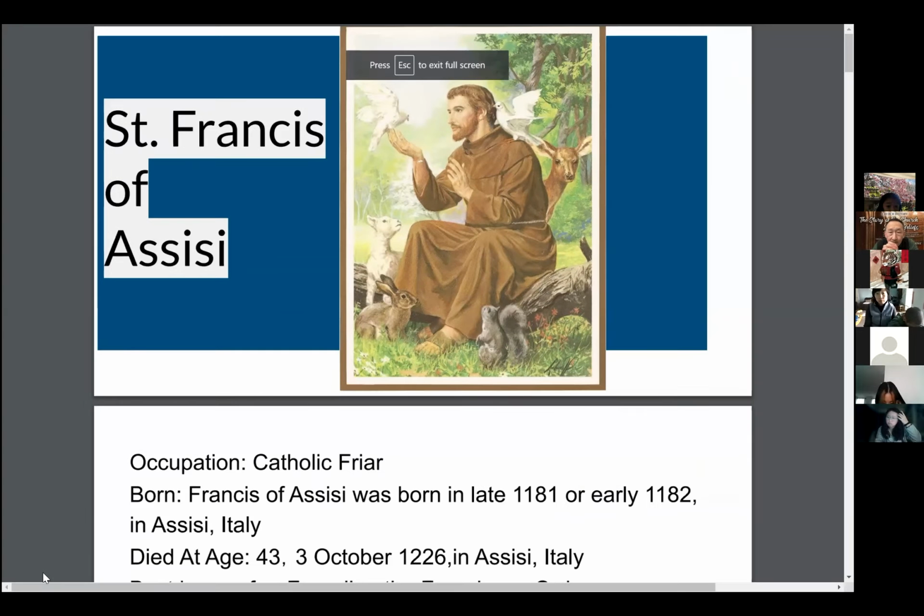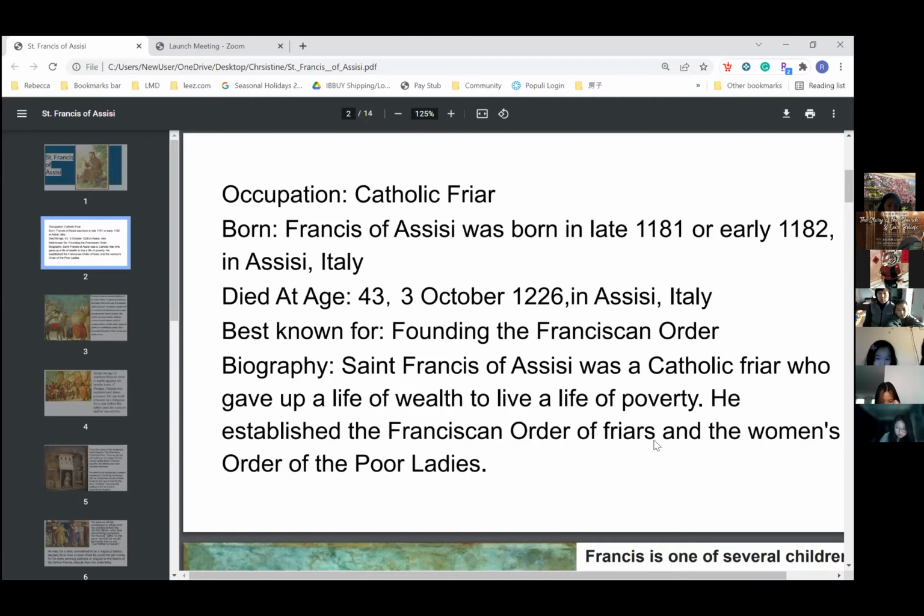Francis of Assisi was born in late 1181 or early 1182 in Italy. Died at age 43, 3 October 1226 in Assisi, Italy. Best known for founding the Franciscan order. Biography: Saint Francis of Assisi was a Catholic friar who gave up a life of wealth to live a life of poverty. He established the Franciscan Order of Friars and the Women's Order of the Poor Ladies.